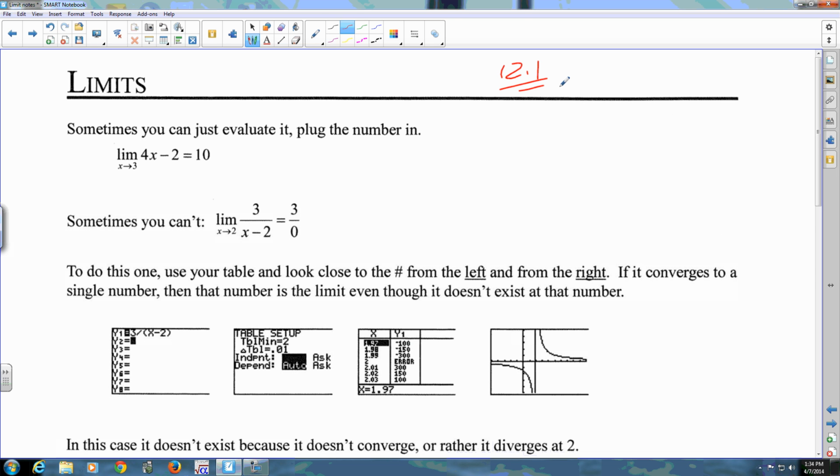Hello everyone, this is for section 12.1 for pre-calc. Trying to get you guys a little more used to doing limits.